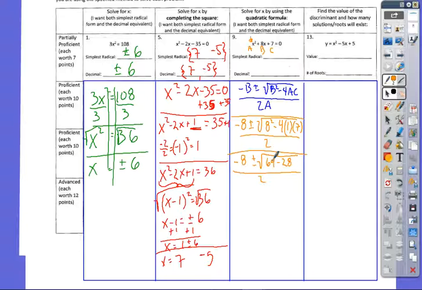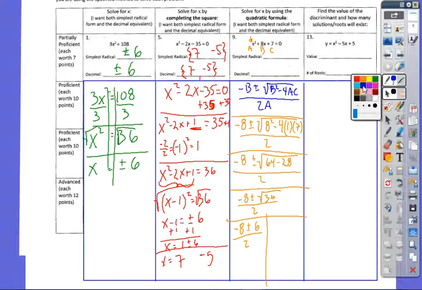64 minus 28 is 36. So we have negative 8 plus or minus the square root of 36 all over 2. So then, what is the square root of 36? 6. So I get negative 8 plus or minus 6 all over 2. Oh, well, that's easy enough. So we have negative 8 plus 6 over 2, which is equal to negative 1, because negative 8 plus 6 is negative 2. Negative 2 divided by 2 is negative 1.